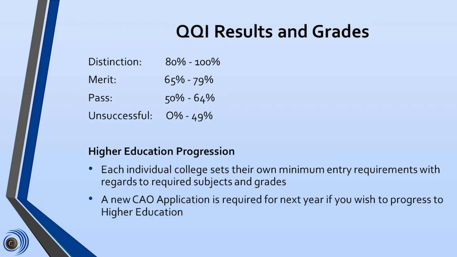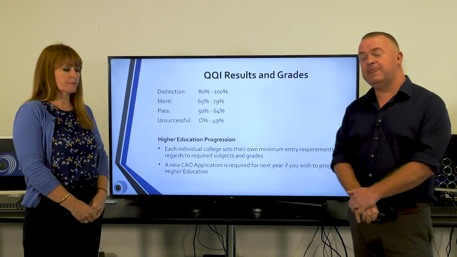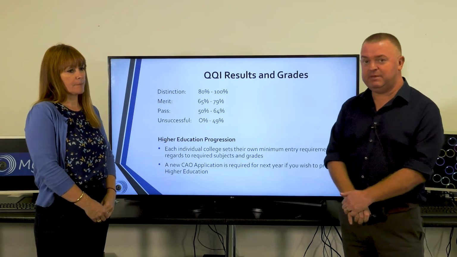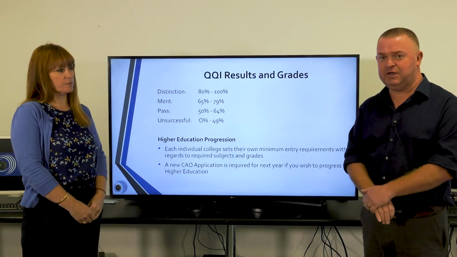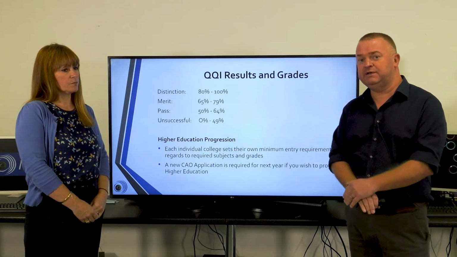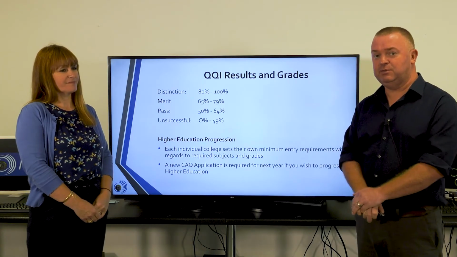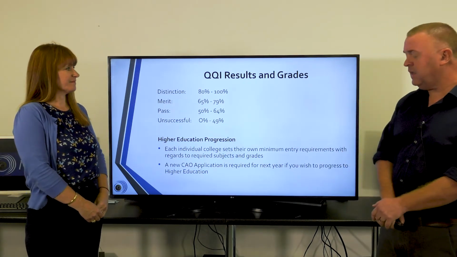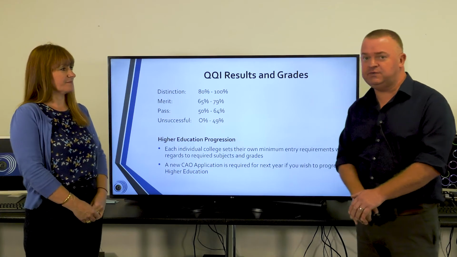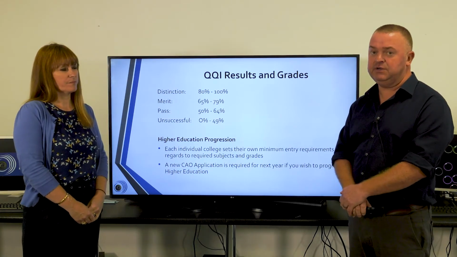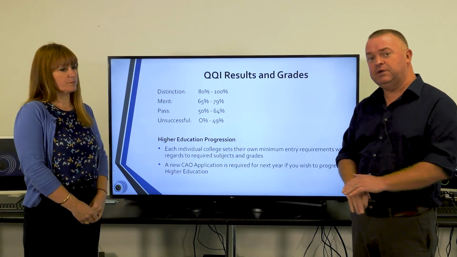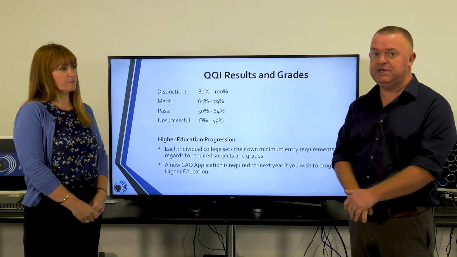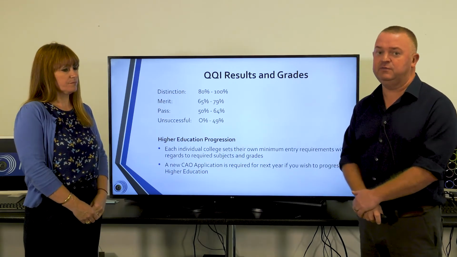Just be careful around this as well. Higher education institutes set their own minimum entry requirements. So when you're looking up courses, make sure you always check what the minimum entry requirements are for every individual college. Don't just take it from one college and assume that fits all other colleges. Always double check. And if in doubt, please come over to Meabh and I and discuss it with us. And also remember, you must open a new CAO application in December of this year. Your application from last year is now closed, so please open a new CAO application, and again, seek the advice of Meabh and myself when doing that.